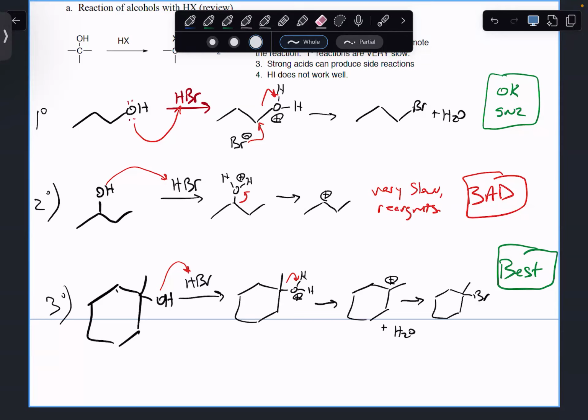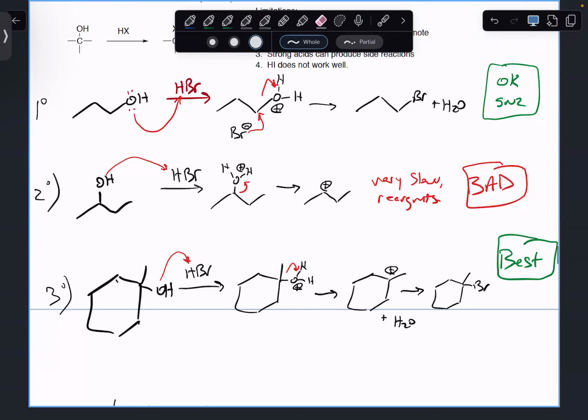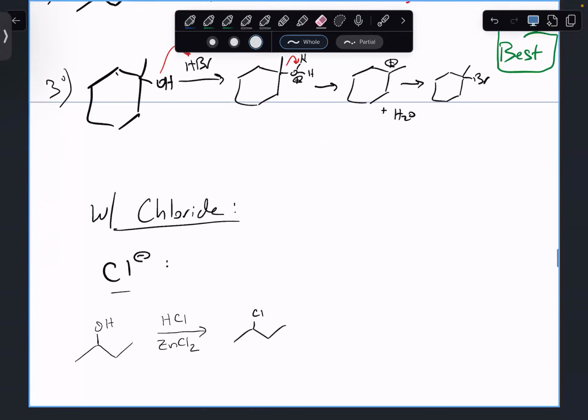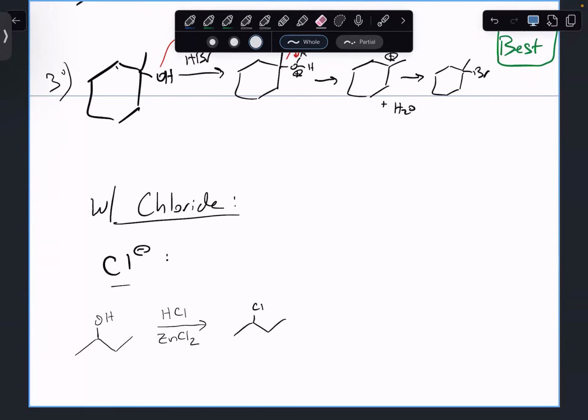Now, if you want to convert into a chloride, the situation's really dicey on this one. Because if you recall, when we were first talking about substitution mechanisms, I gave you that listing of nucleophile strength. Chloride was listed as a quote unquote fair nucleophile.